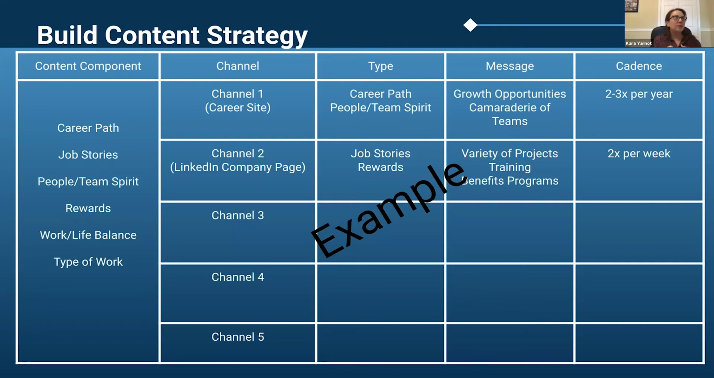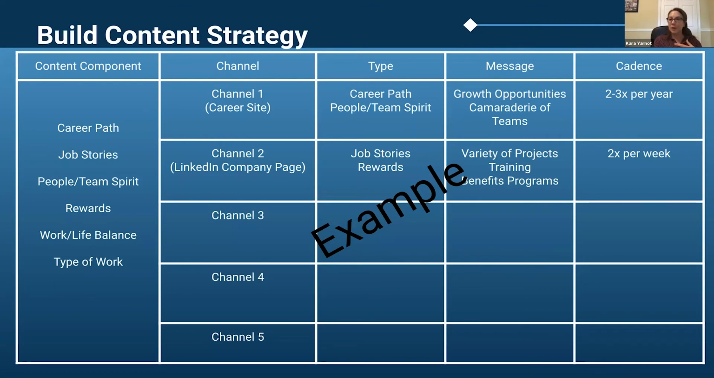Career content related to career paths and the people, the team spirit, the camaraderie that we have here at HireClix. We'd have messaging around what it's like to grow here, with some of the consultants telling their story of when they started and what they've been able to grow and do and the opportunities they've experienced. And the cadence talks about how often you need to, quote unquote, do something. A career site, we're not going to update every day. So that's probably something every two to three times a year.